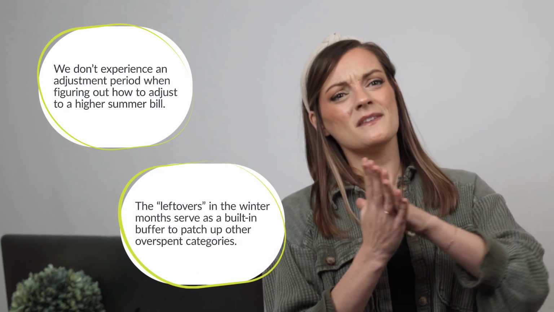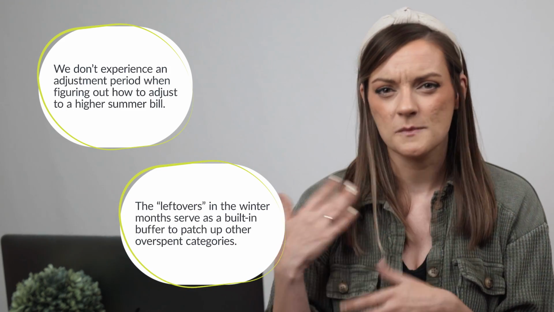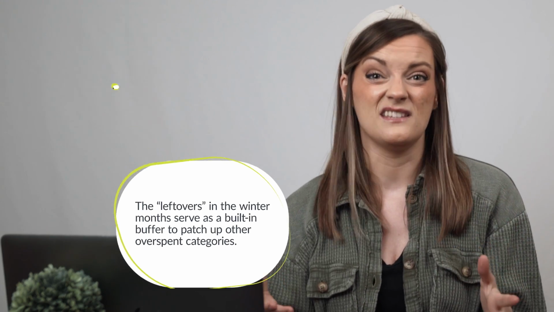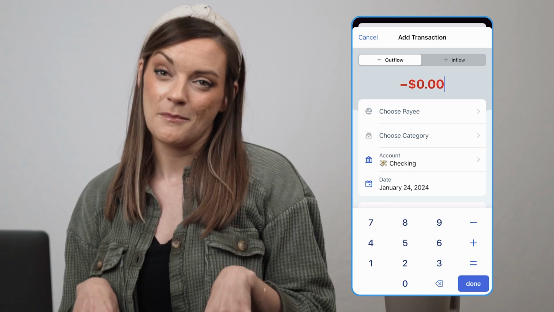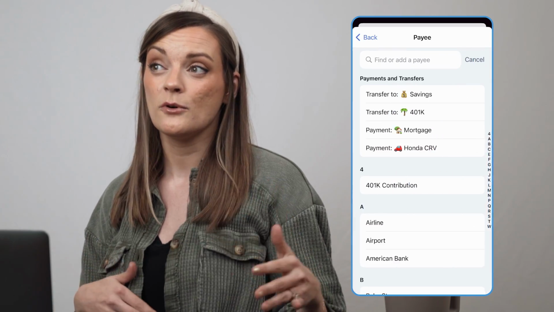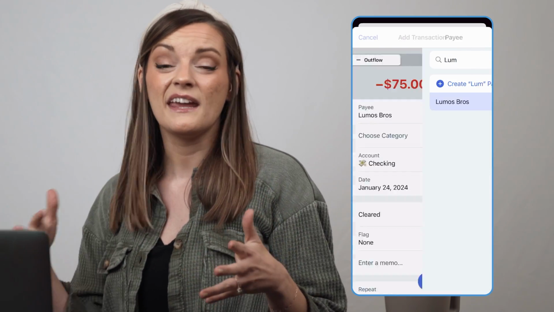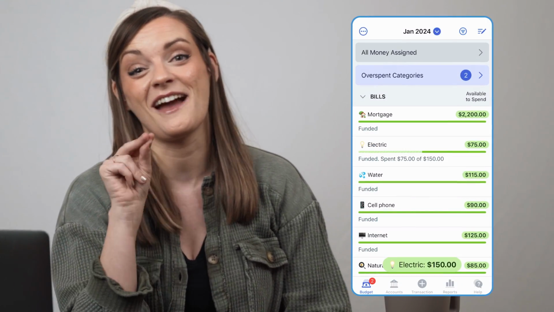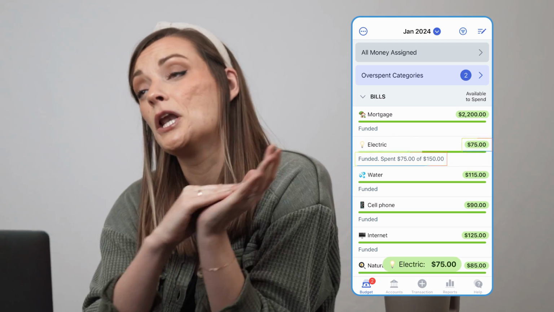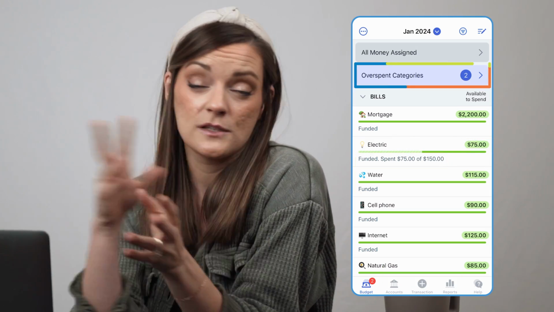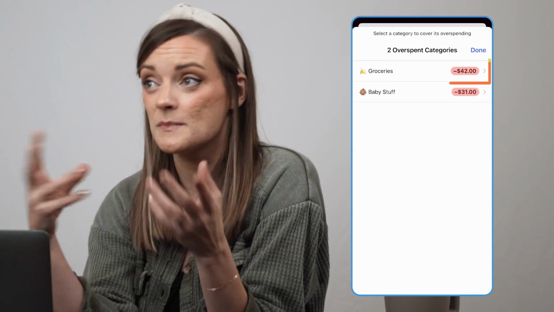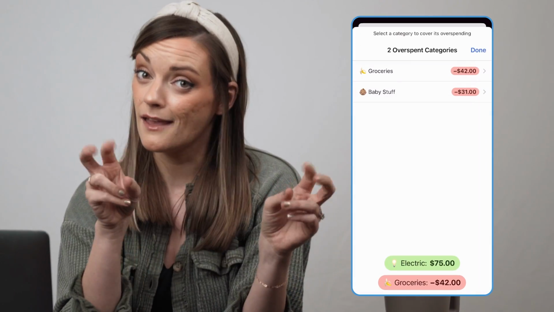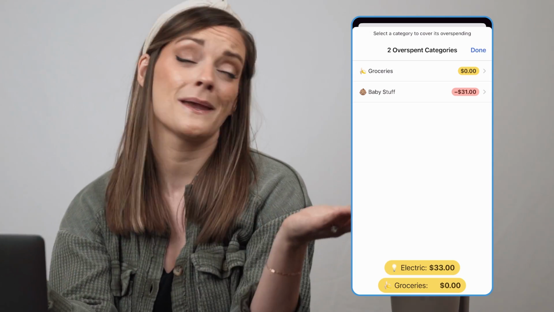And two, it builds that extra buffer into your spending plan that makes rolling with the punches whenever you need just a little bit easier. With it being January at the time I'm filming this, our electric bills are more around the range of $70 to $80 a month, which means there's a heck of a lot of money left over in this category after paying our bill each month. I love this because spend too much on groceries or baby stuff or hospitality, no worries. We just cover the overspending with our electricity leftovers, and it's like, Ben and Jerry's who?